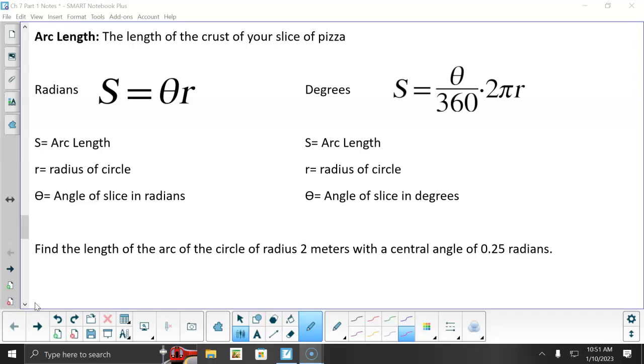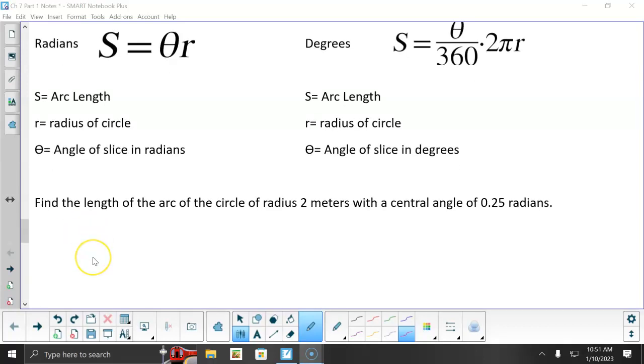Can I go past what arc length is? Do we need the formula still or no? Yes.